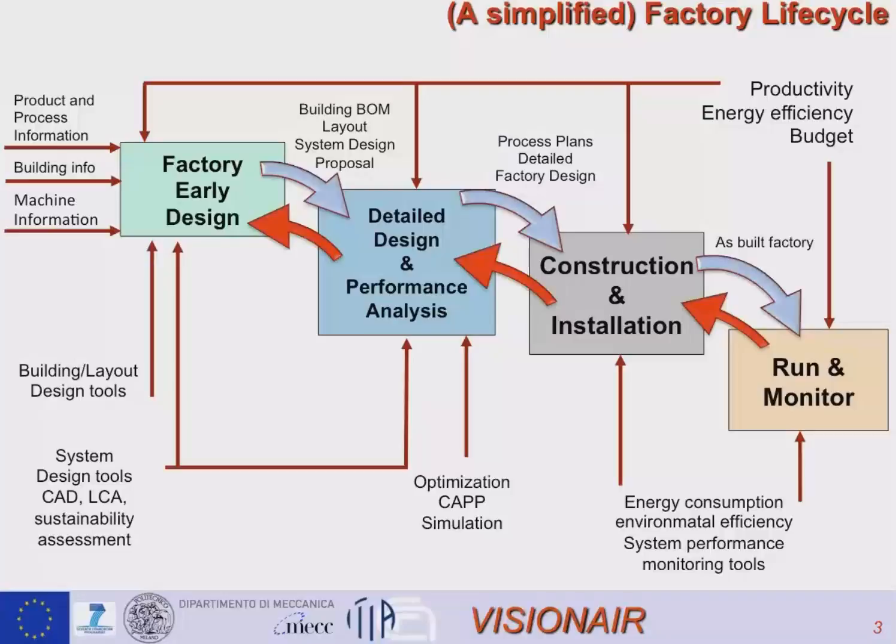So in the early stage of the design, you just take the information about the building, the machines you can use, the product and the process information, and what you try to do is define the layout of the system, also selecting the equipment you need to provide the requested production performance. Well, this is the early factory design. Then you go much more into detail. You also work on refining and fine-tuning the processes and so on.